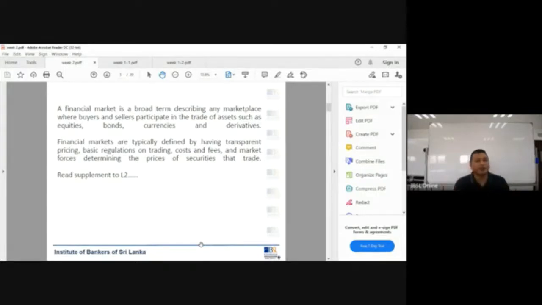Then the financial markets also have costs and fees. The operational structures facilitate certain fee structure and cost structure arrangements. These have to be efficient. Otherwise, people would not use financial markets. They will try to forgo the financial markets and get their financial assets transacted through other modes.